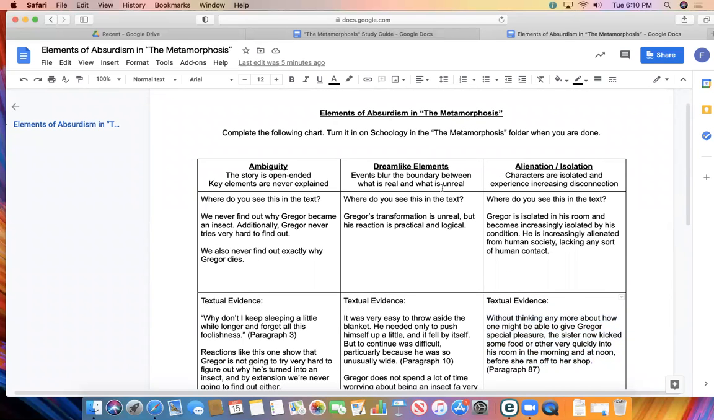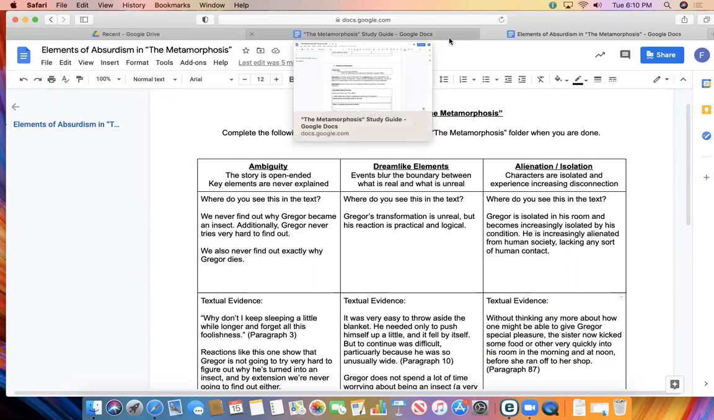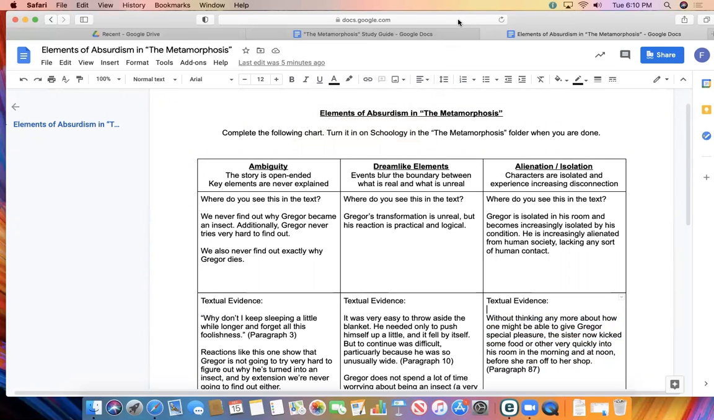Otherwise, let me know if you have other questions or other thoughts about ways that you see these elements coming up in the Metamorphosis.